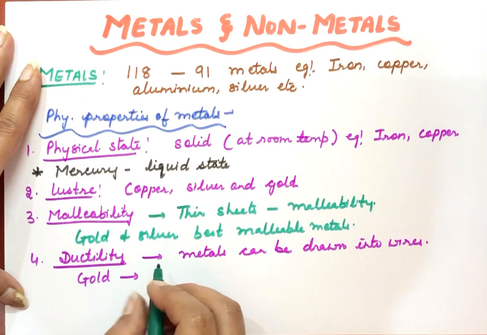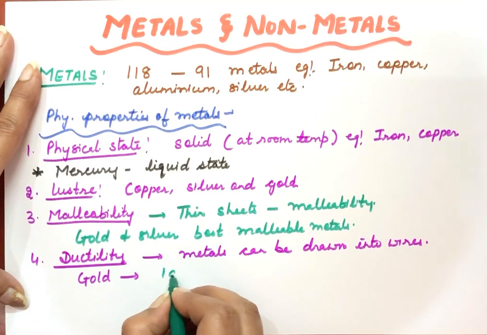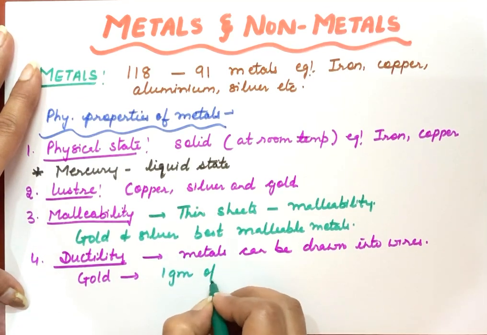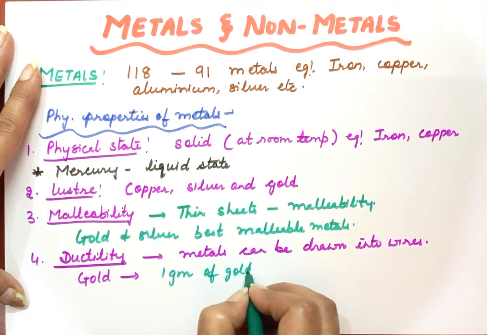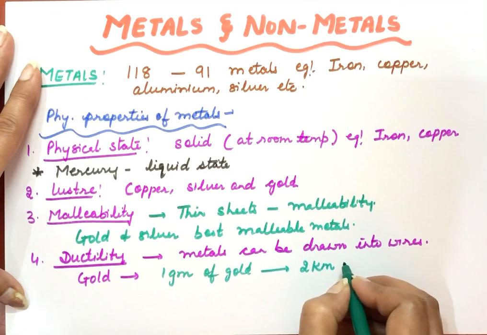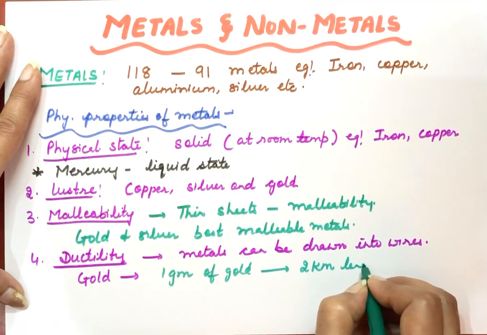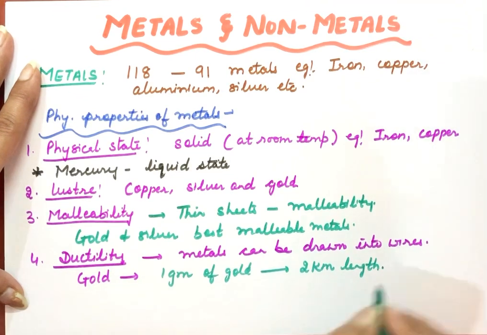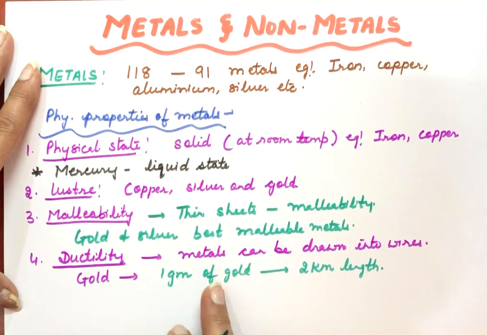For example, if we take 1 gram of gold, from this we can get a gold wire of approximately 2 kilometer length. So this is the best ductile metal, because from just a small amount, 1 gram, we can get approximately 2 kilometers of gold wire.